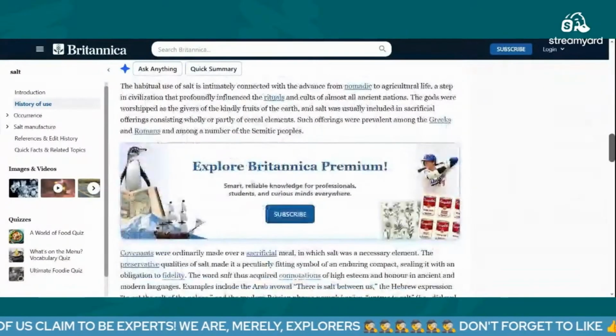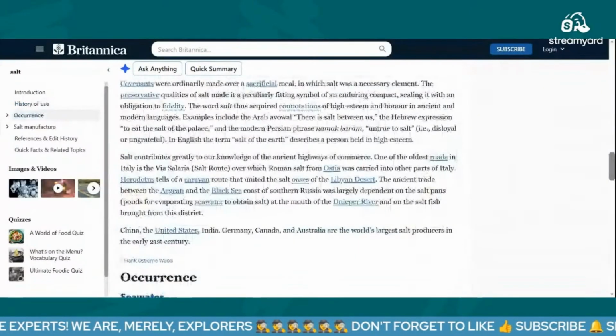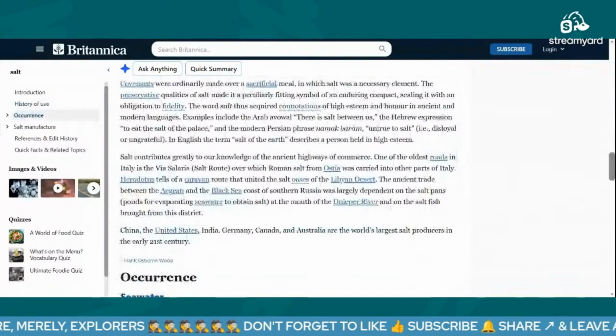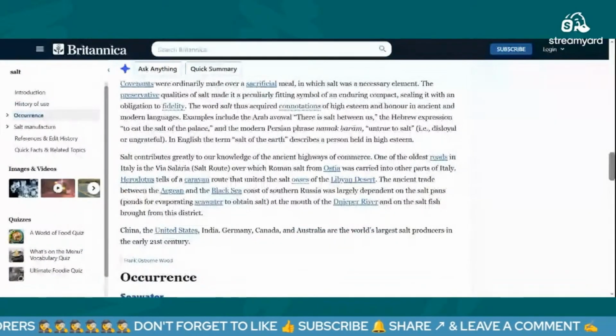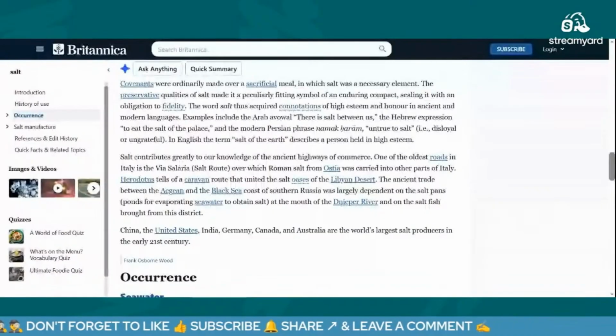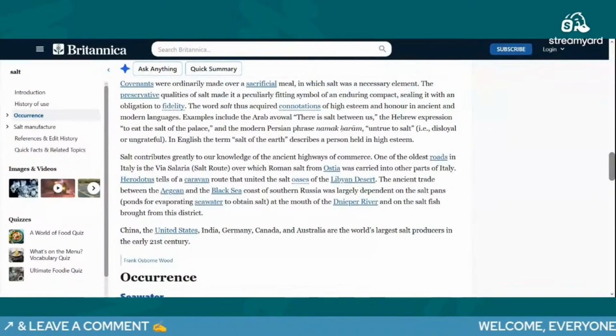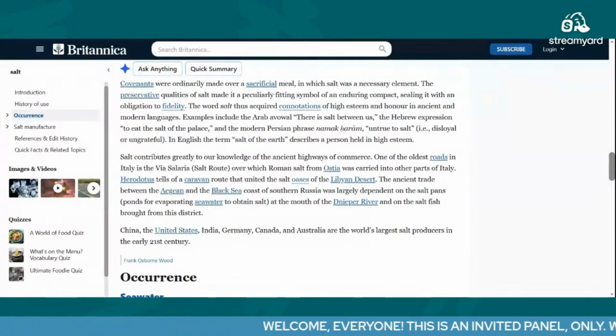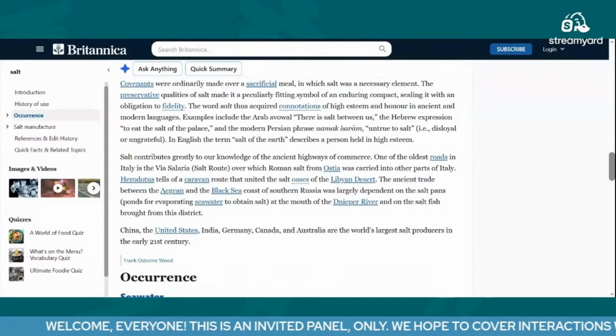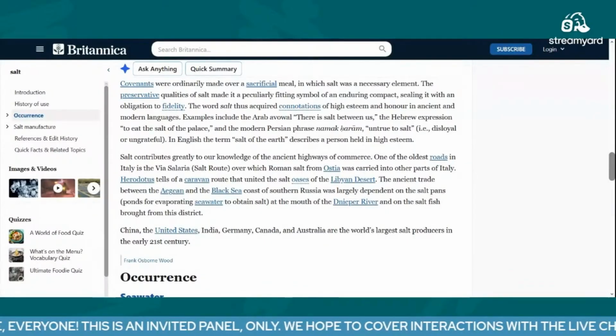Covenants were ordinarily made over a sacrificial meal, in which salt was a necessary element. The preservative qualities of salt made it a peculiarly fitting symbol of an enduring compact, sealing it with an obligation to fidelity. The word salt thus acquired connotations of high esteem and honor in ancient and modern languages.